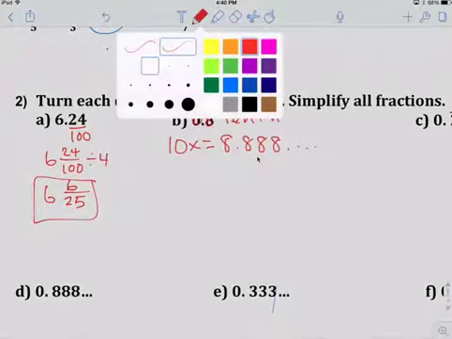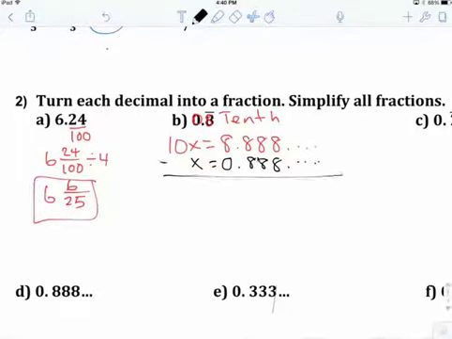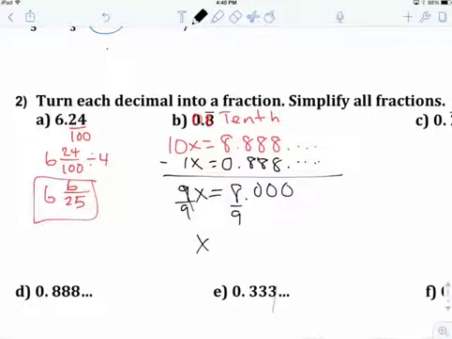After you do that, here's the crucial point. You make that 1x equals 0.888 repeating. Subtract them, you get 9x. This is an invisible 1, equals 8 altogether. Divide by 9, divide by 9. X equals 8 over 9.